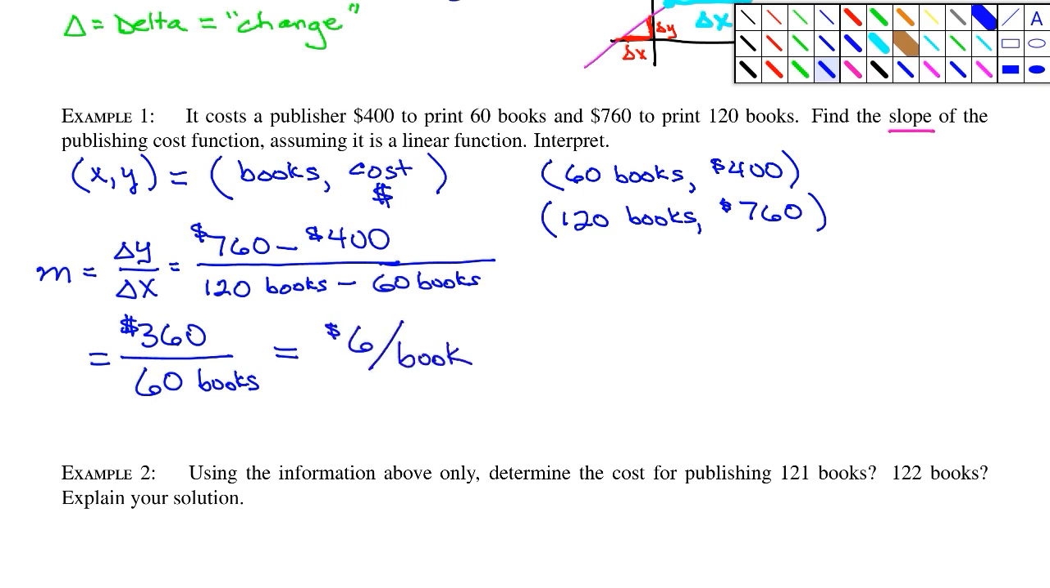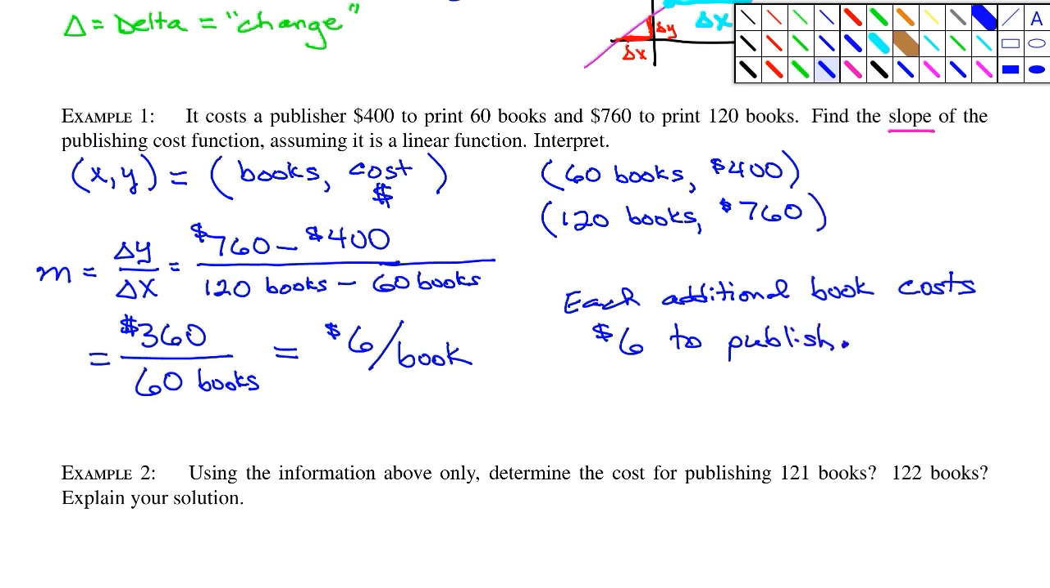So notice that the units provide for this slope. It's dollars per book. Those are the units. And that tells me that this is a slope. So let's interpret what this means. Each additional book costs $6 to publish. And that's the interpretation.